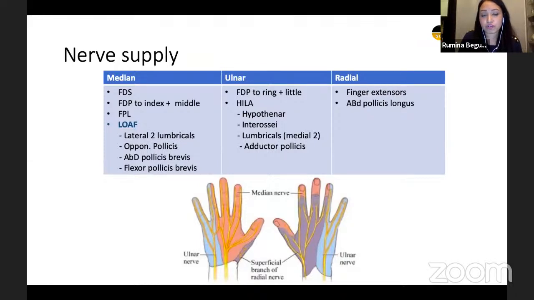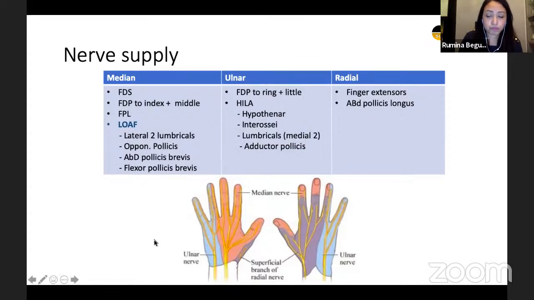Then moving on to the median nerve, it supplies all the flexor digitorum superficialis tendons and muscle, FDP to the index and middle finger, as well as the FPL to the thumb. Commonly we ask patients to make the OK sign, testing flexion of the IPJ of the index and FPL IPJ flexion of the thumb to assess that function. Another mnemonic to remember the median nerve supply to the hand is LOAF, standing for lateral 2 lumbricals, opponens pollicis, abductor pollicis brevis, and flexor pollicis brevis.